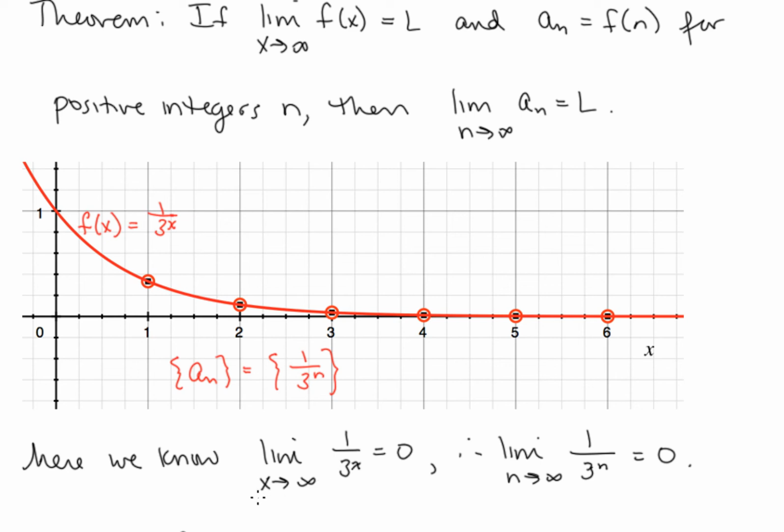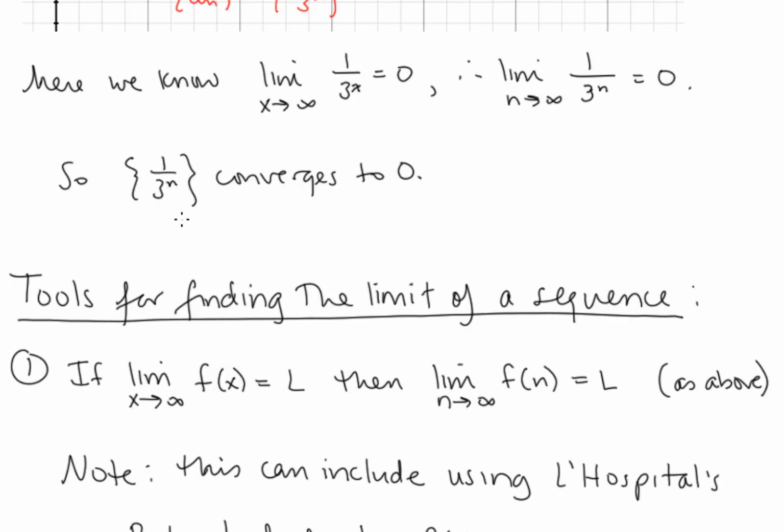So if we know the limit as x goes to infinity of 1 over 3 to the x equals 0, then the limit as n goes to infinity of 1 over 3 to the n is equal to 0. And of course we know this limit from what we know about exponential functions. So we can say that 1 over 3 to the n converges to 0.